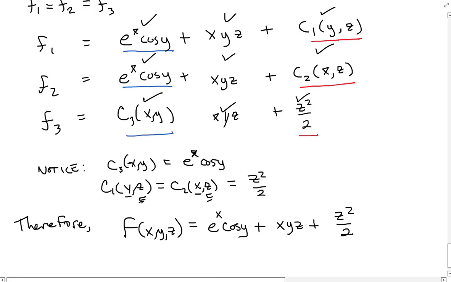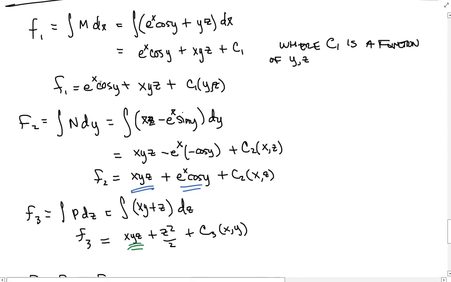Why c1 and c2 equals this z squared over 2 is because when we integrated the first one, if we go back and take a look really quick, we were only looking at x as a variable. So when we integrate and go backwards, anything that had a z or a y in it, if we differentiate it, it would be 0, because we were differentiating with respect to x and then integrating backwards with respect to x.